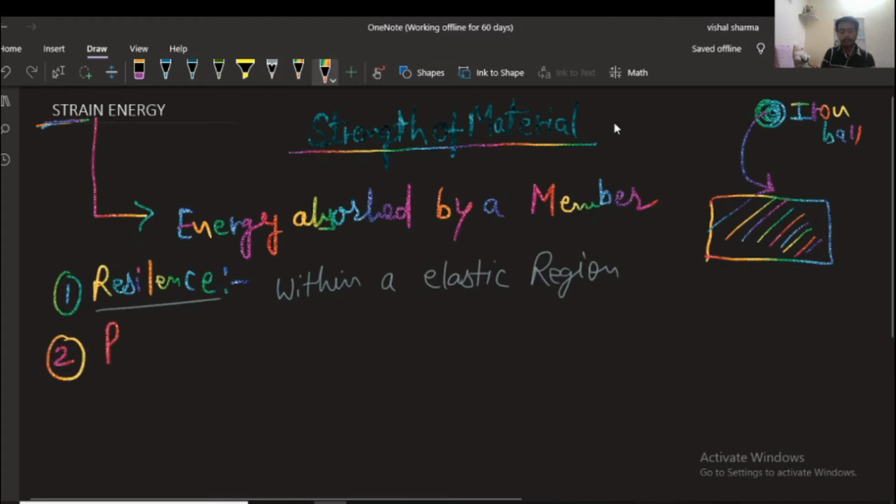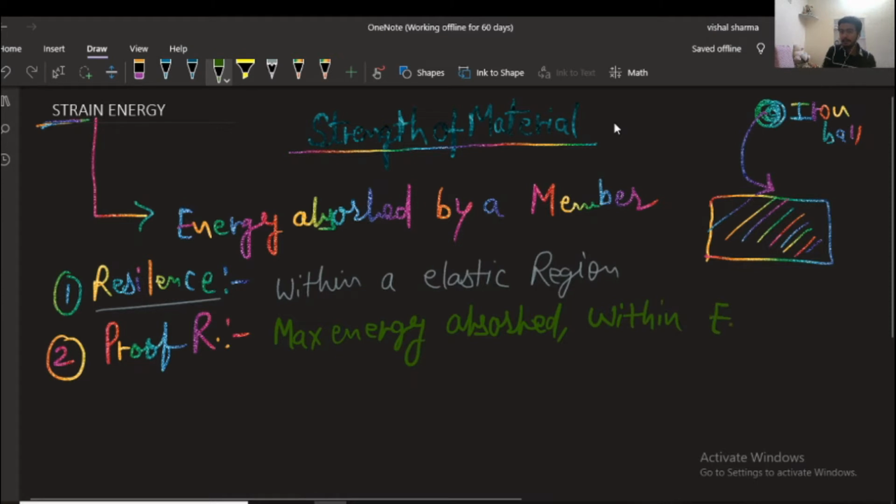The second one is the proof resilience. The proof resilience is termed as the maximum energy absorbed by the material within the elastic region. What is the difference between the resilience and proof resilience? Resilience is the energy absorbed by the material within an elastic region. It may be maximum or may not be. But in case of the proof resilience, it is the maximum energy absorbed by the material within the elastic limit.